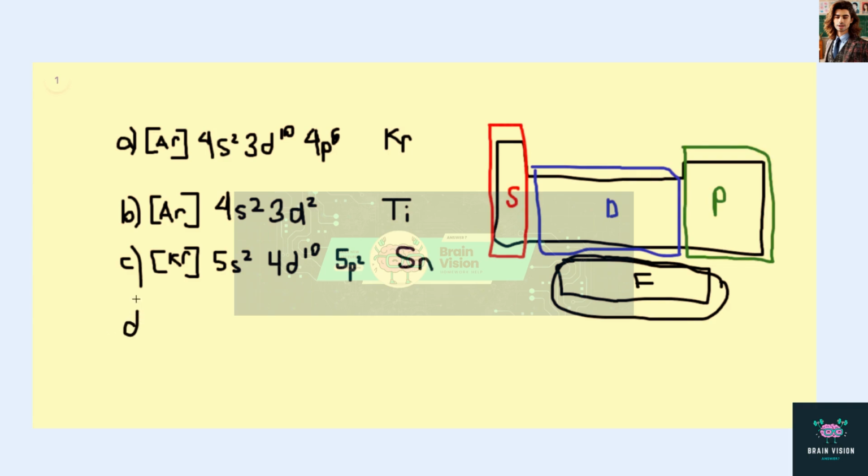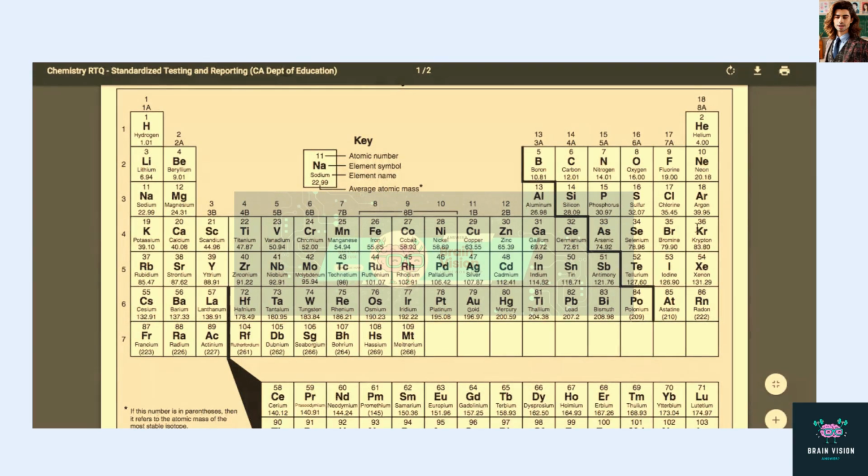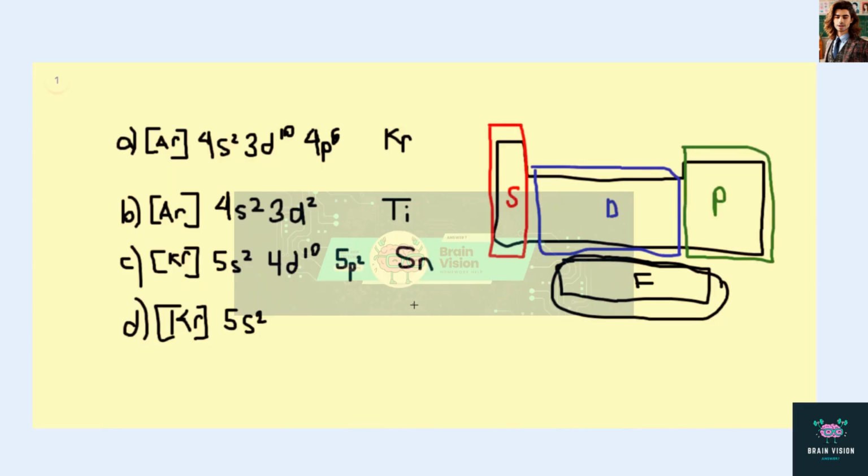Last but not least, we have krypton again. And we're looking at 5s2. Beginning with krypton, period 5, S1 and S2, with strontium as our final answer. So this just demonstrated how to use the periodic table and electron configuration to identify an element.